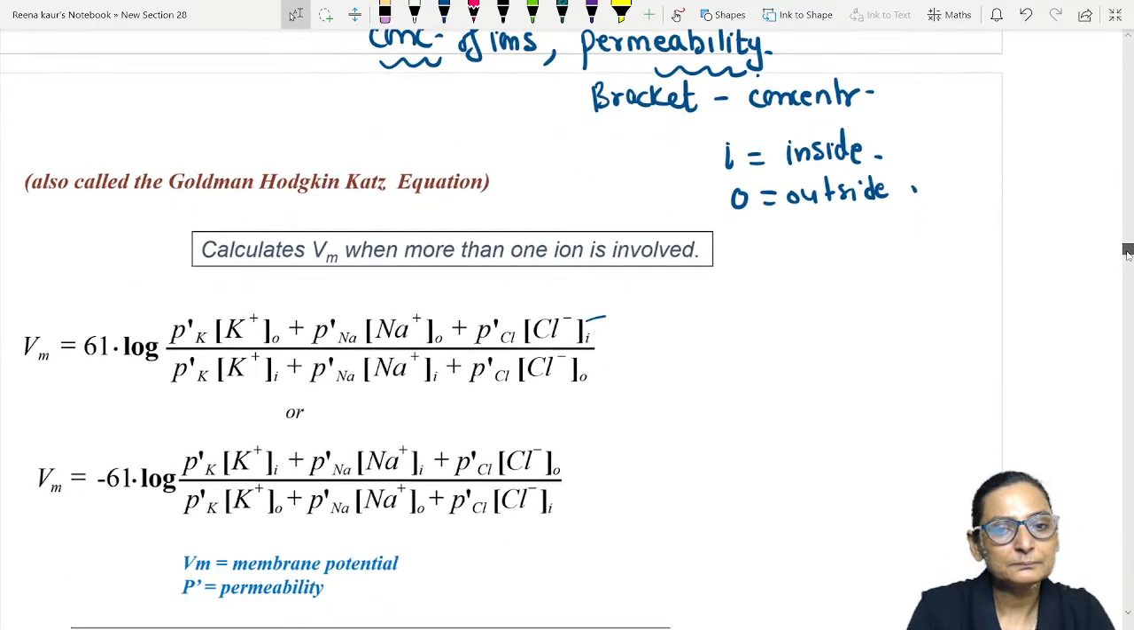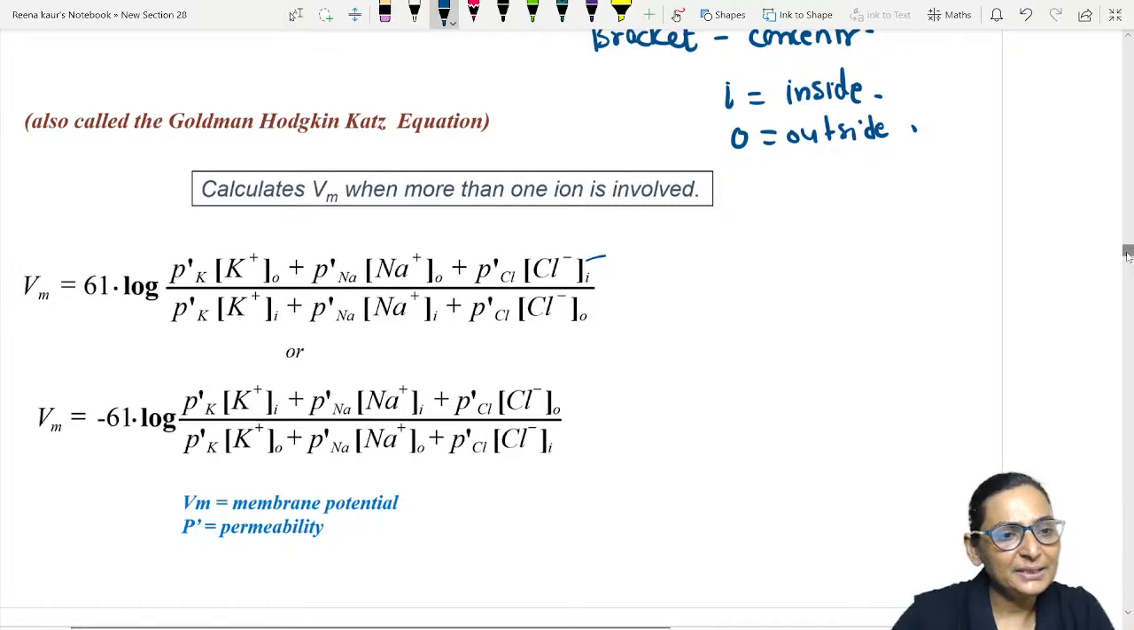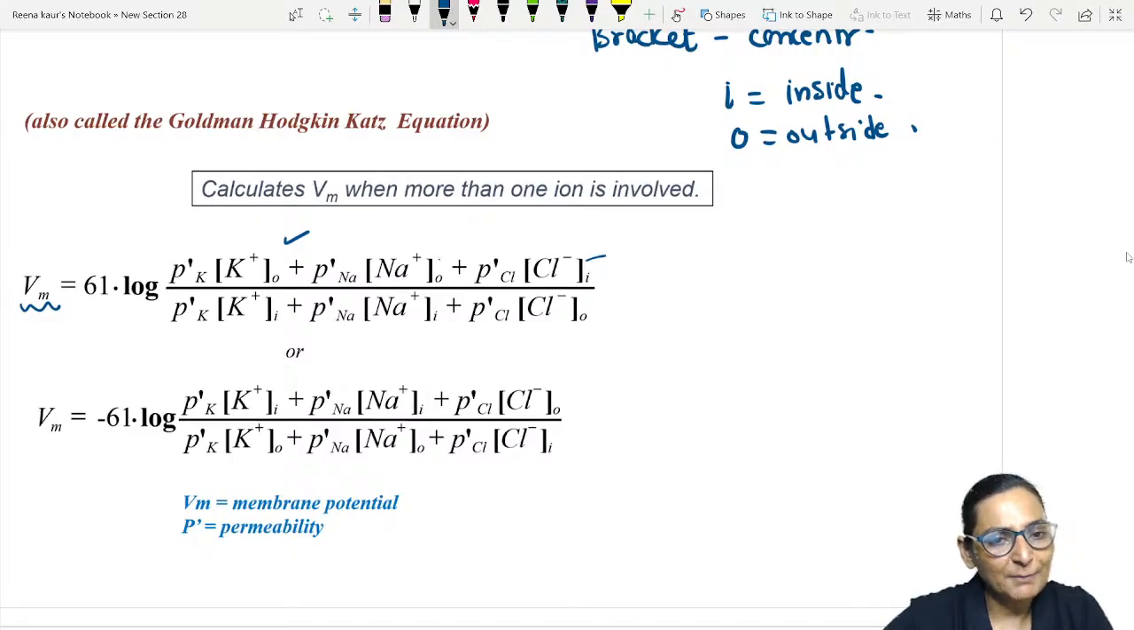Now, you can see that Vm, that is the membrane potential, is the permeability of potassium times the concentration of potassium outside, divided by the permeability of potassium times the concentration of potassium inside, plus the permeability of sodium times the concentration of sodium outside, divided by the permeability of sodium times the concentration of sodium inside, plus the permeability of chloride times the concentration of chloride inside, divided by the permeability of chloride times the concentration outside.